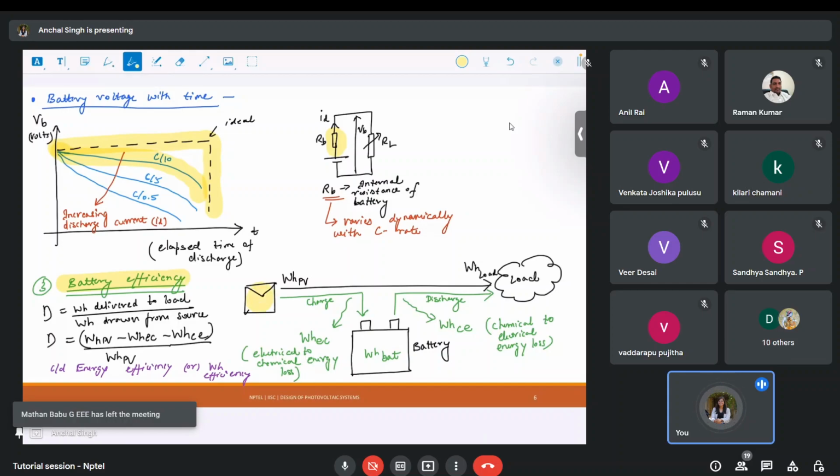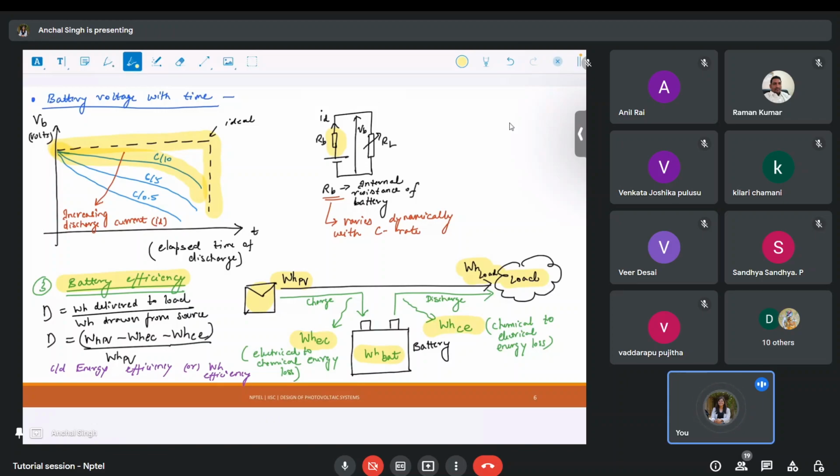So if we have a solar panel with whatever capacity WHPV, and we have a load with WH load as its capacity, and a battery with WH bat as its capacity, then you can see while charging the battery, electrical energy is getting converted into chemical energy. So there will be a loss, WHEC, that is electrical to chemical energy conversion loss. And when the battery is getting discharged into the load, there is another loss that comes into picture, that is chemical to electrical energy conversion loss.